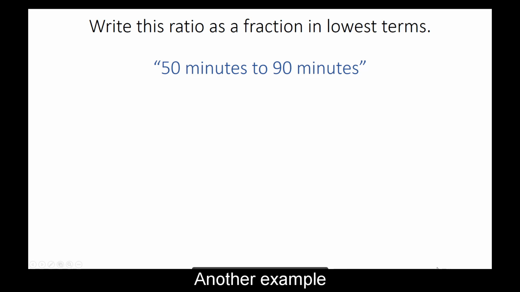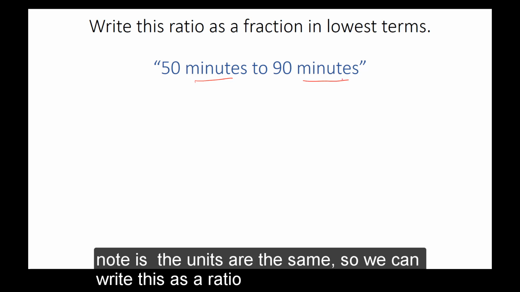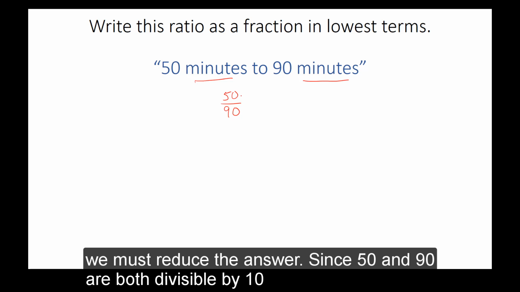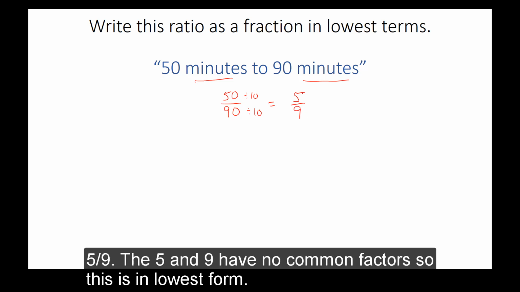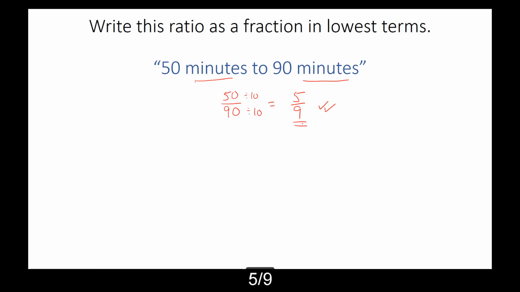So here's an example. Write the ratio as a fraction in lowest terms. So we have 50 minutes to 90 minutes. The first thing you want to note is that the units are the same, so we can in fact write this as a ratio. The 50 must go on top, the 90 must go on the bottom. We must reduce the answer. Since 50 and 90 are both divisible by 10, we'll go ahead and reduce this fraction. 5 over 9. 5 and 9 have no common factors, so this is in lowest form, and so this would be the answer. The ratio of 50 minutes to 90 minutes can be written as 5 over 9.